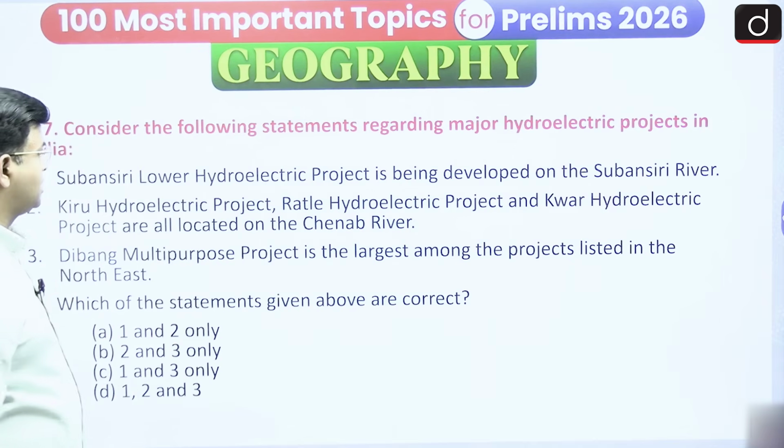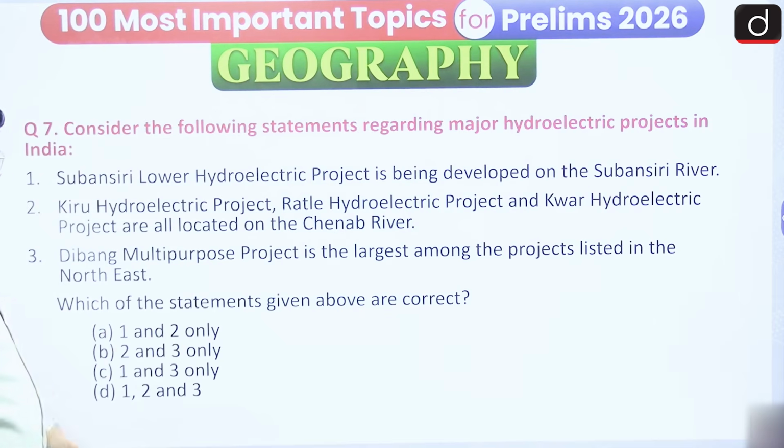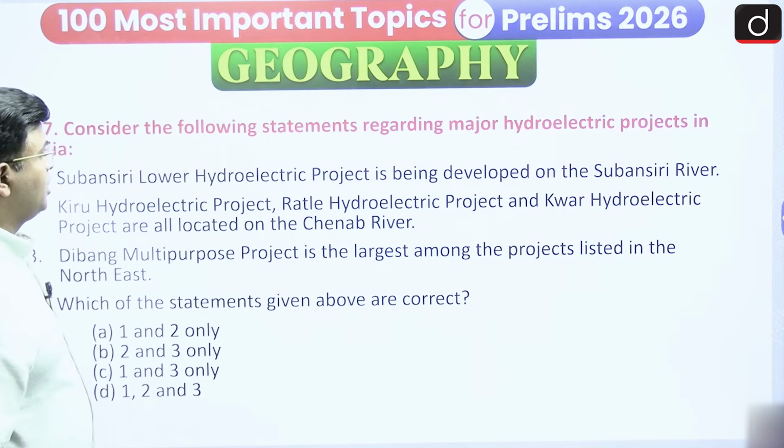Based on that, consider the following statements regarding major hydroelectric projects in India. First, the Subansiri Lower hydroelectric project is being developed on the Subansiri river. Second, the Kiru, Ratle and Kwar hydroelectric projects are all located on the Chenab river. And third, the Dibang multipurpose project is the largest among the projects listed in the northeast. You have to see the 2,880 megawatt that I have said, and on that basis see whether it is the largest or not. So you have to answer this question.